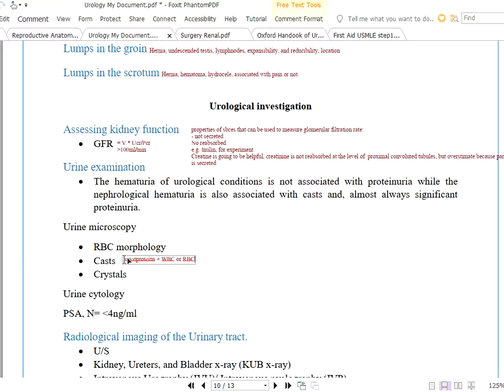For a cast to be formed, that mucoprotein which combines together with white blood cells or red blood cells, it has to be something which happened at the level of the kidney, because this mucoprotein is found in the renal tubules.